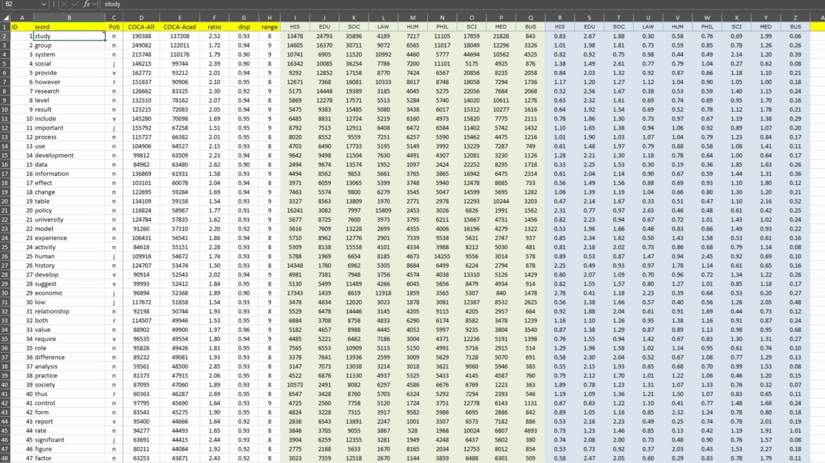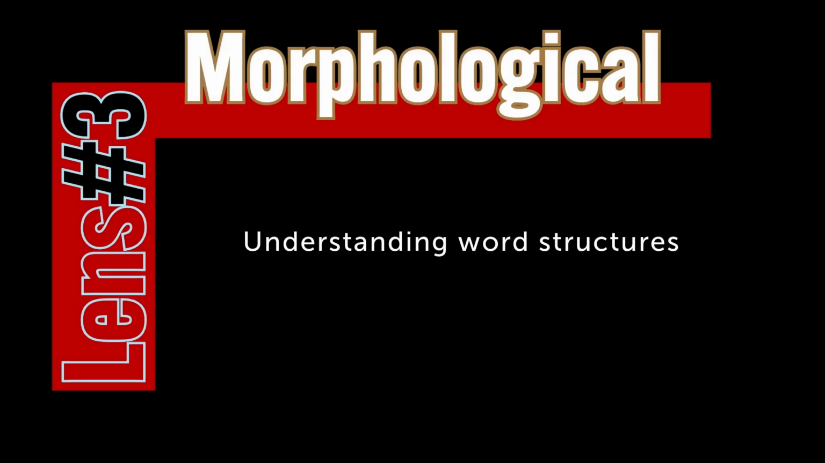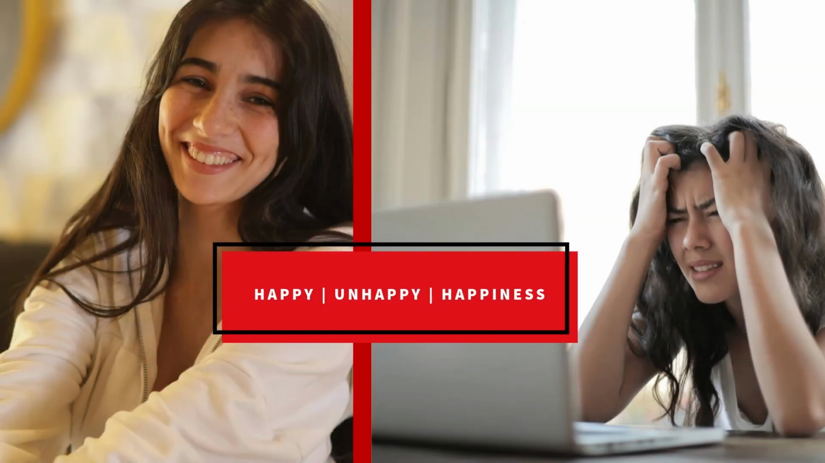Moving on into morphological word analysis. Morphology examines the structure of words. By understanding how words like happy or unhappy and happiness are formed, we can expand our vocabulary more effectively. Recognizing building blocks of words like prefixes, suffixes, and root words enables us to decipher and construct new terms relevant to our fields.